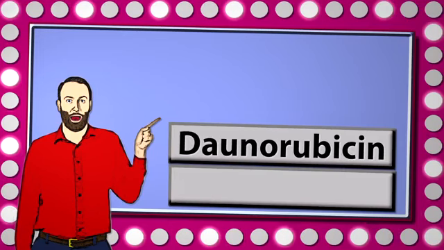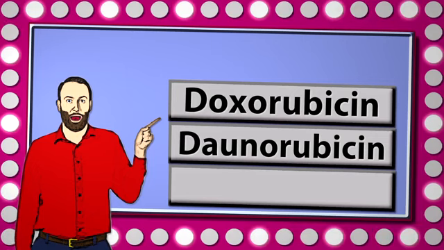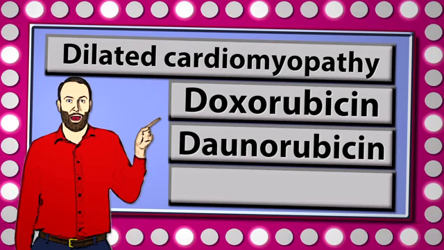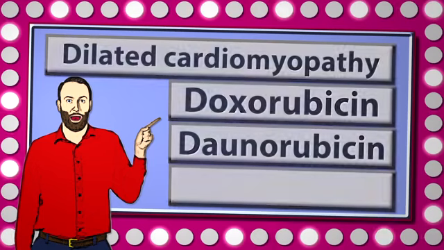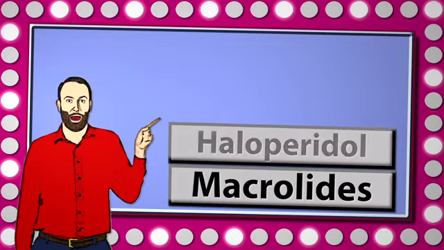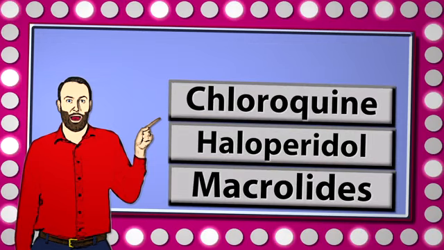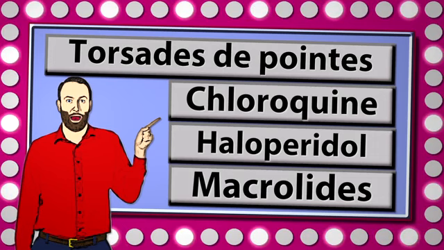Okay, so let's see what we remember with our first game show. Remember, yell out the answer, especially if you're in the library. First one here, daunorubicin, doxorubicin. The answer is dilated cardiomyopathy. Next, macrolides, haloperidol, chloroquine, that's Torsades de Pointes.